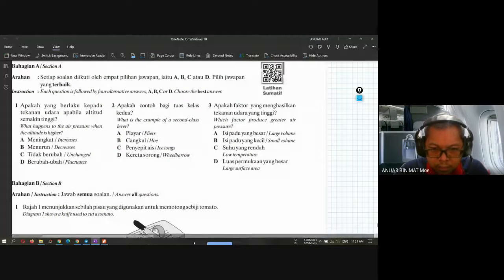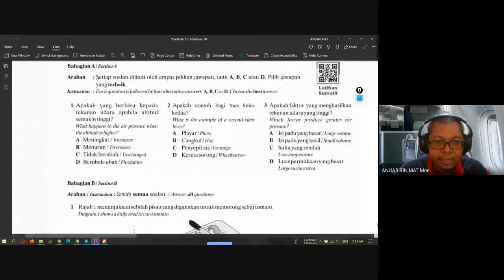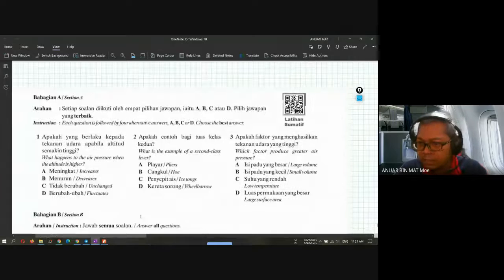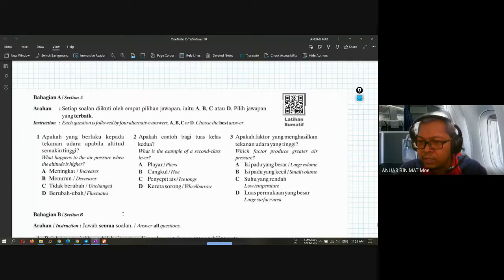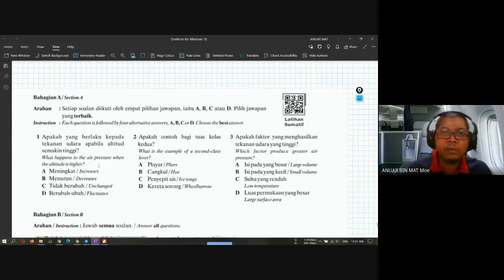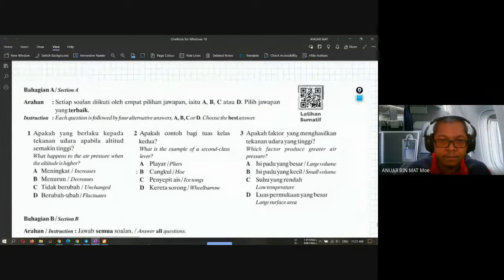Okay. This is the yesterday exercise, extra exercise I gave you. So we want to discuss this first because I think we do not have enough time to discuss all the questions on page... what? 114. 115 and 116 later. So I will discuss this question first.